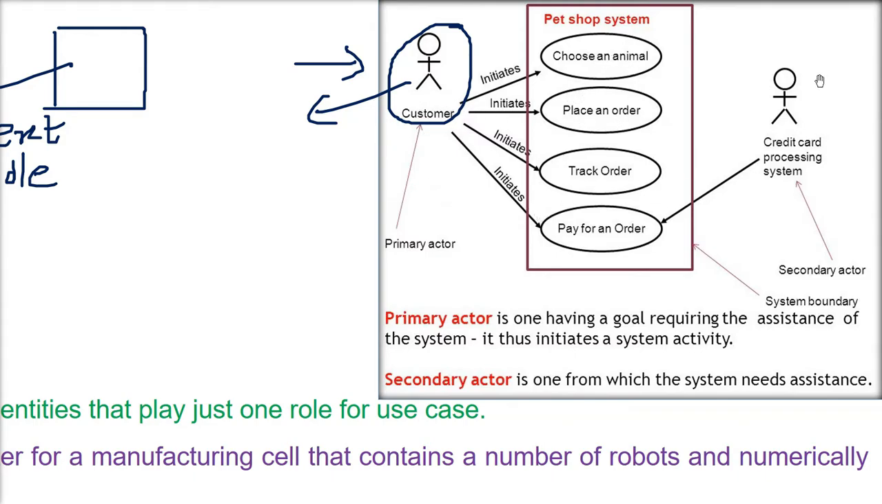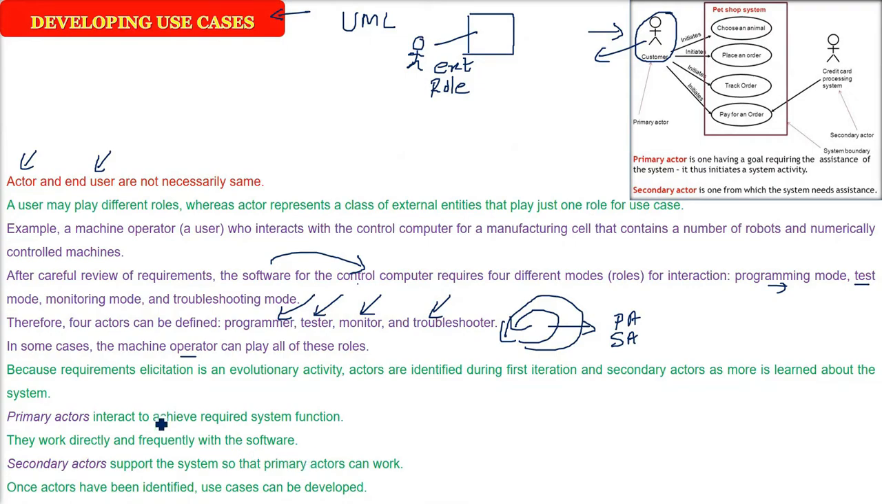Okay. So when you are doing, say, some shopping, the credit card processing system will be the secondary actor because it is helping the customer, which is the primary actor. Okay, you got the idea? Let me tell you again. The primary actor is interacting with the software or a system to do a certain function. It will directly, frequently work with the software. And the secondary actor is going to act as a support for the primary actor. Okay, once the actors have been identified, then the use cases can be developed.